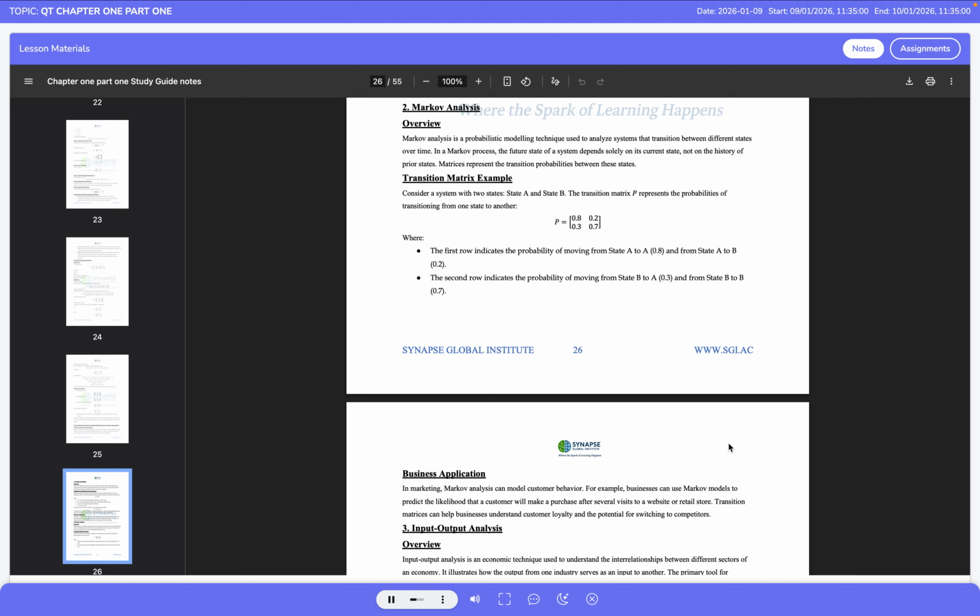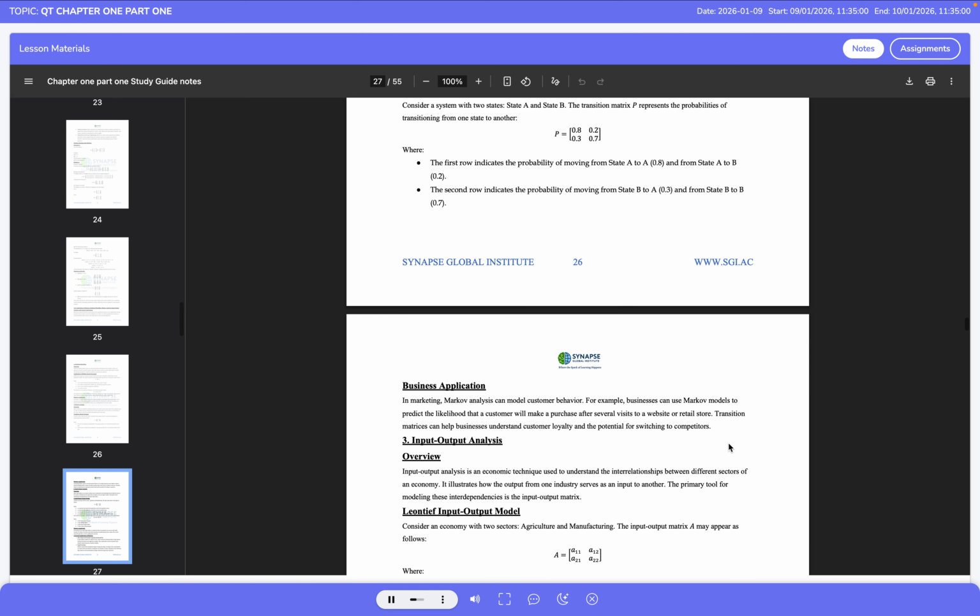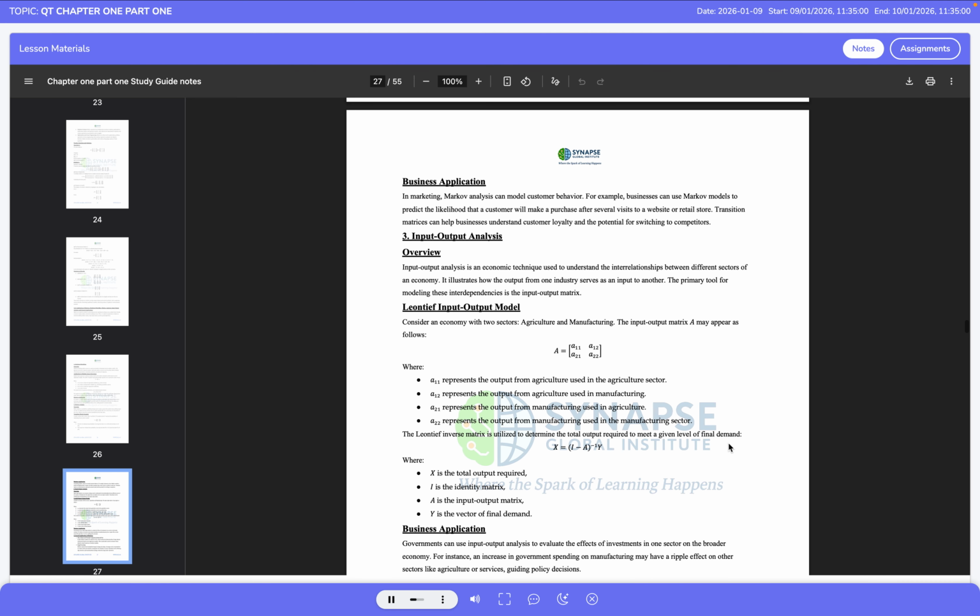In a business context, Markov analysis is widely used in marketing. Firms can model customer behavior by estimating the probability that a customer will remain loyal, switch brands, or make repeat purchases. Transition matrices help businesses understand patterns of customer retention and switching, supporting better strategic decisions.